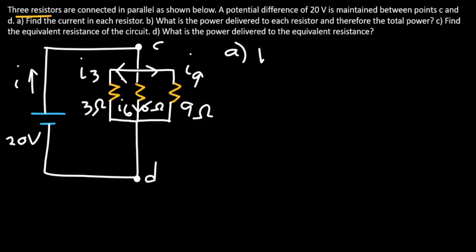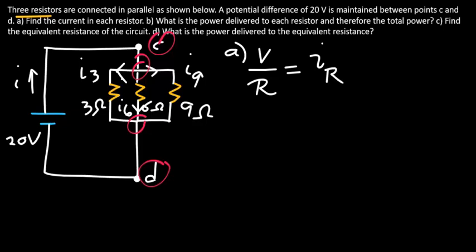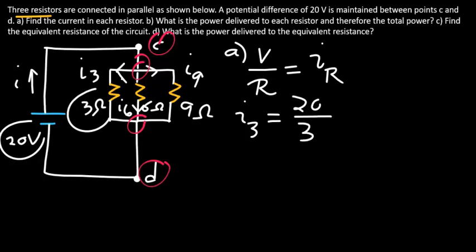Ohm's law states that the potential difference between the terminals or the points across the resistors, in this case C and D, over the resistance of that particular resistor, would be the current through that resistor. So if you look at the 3 ohm resistor, the current through the 3 ohm resistor is the potential difference across it, in this case 20 volts, over the resistance of 3 ohms. And that is the answer in amperes.